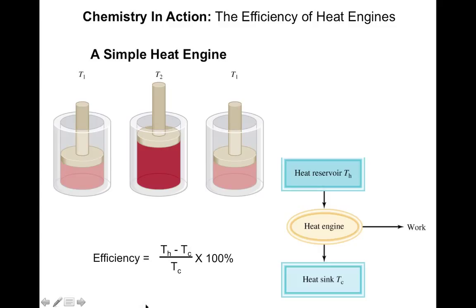Efficiency of heat engines. This is called Carnot efficiency in physics. It's the hot temperature minus the cold temperature divided by the hot temperature times 100. It might remind you of perhaps percent error formula. And basically there's a heat reservoir and a heat sink, and so the heat that we can put to work is good. The cold temperature, that heat that we're losing, is not going to any work.